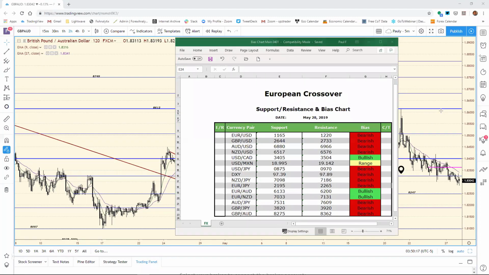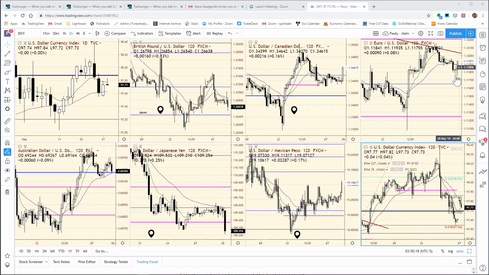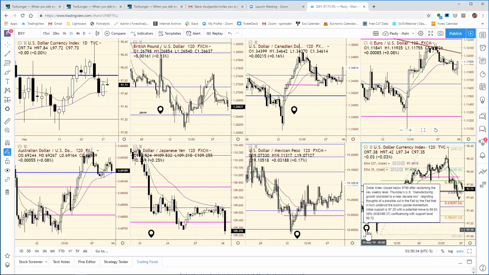you can see here the euro is trying to pick itself up a little bit. We did have that dip, as we mentioned, about the Italian debt woes. And you can see here the dollar index is starting to slip back. I think the dollar index will continue to pare back because, to me, the theme, as I put on here, is Thursday's U.S. manufacturing growth stumbled to a near-decade low, reigniting the thoughts of a possible cut in the fall by the Fed, which in turn undercut the buck's upside momentum.